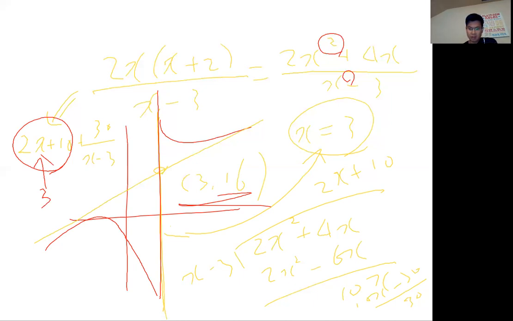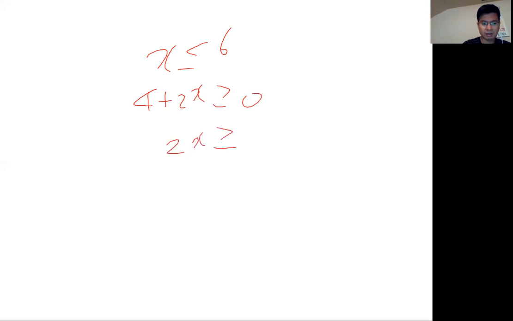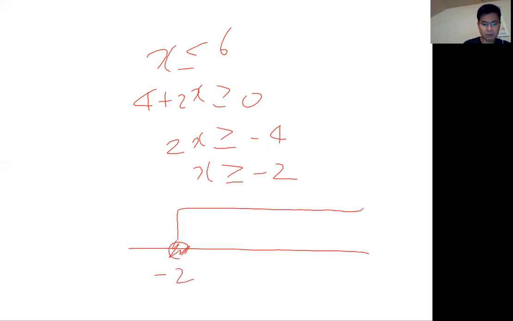And now inequality. When you have an inequality, the best way is to graph it out on the number line. So it says x is less than or equal to 4 plus 2x. Then 2x is greater than minus 4, so x is greater than negative 2. On the number line, x has to be greater than negative 2, and less than or equal to 6. So between these two.